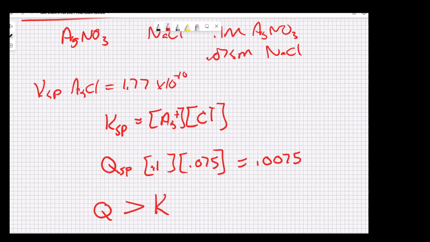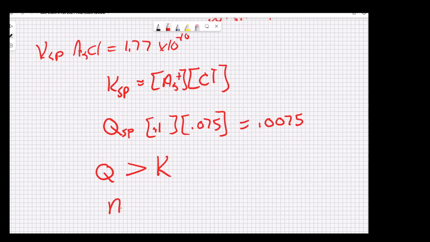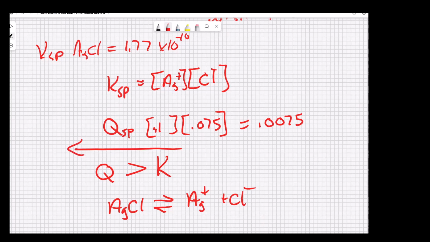So a Ksp equation is written as AgCl in equilibrium with its ions. So Q greater than K tells me that this reaction goes to the left. Do you agree with that? So this tells me that this will precipitate. And yes, it tells me that it is a supersaturated solution, and it will precipitate until it becomes saturated.